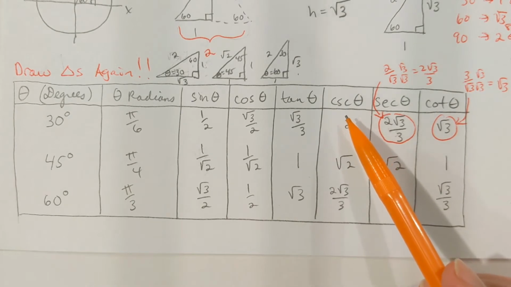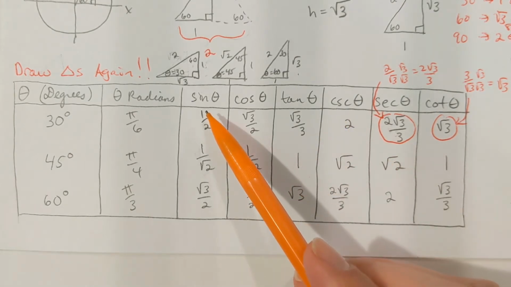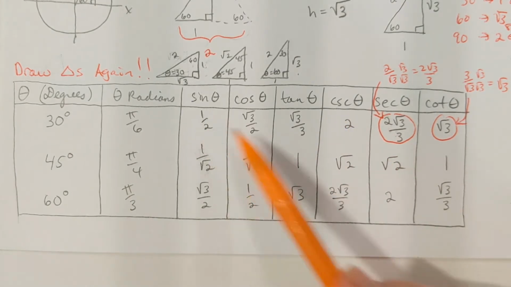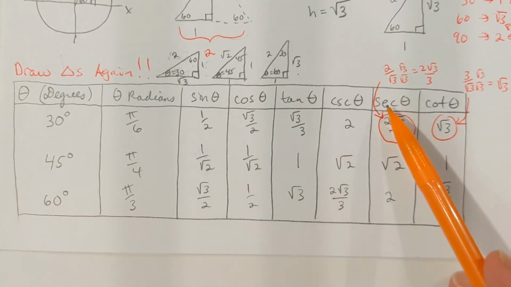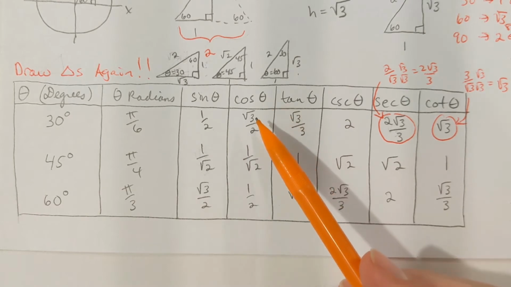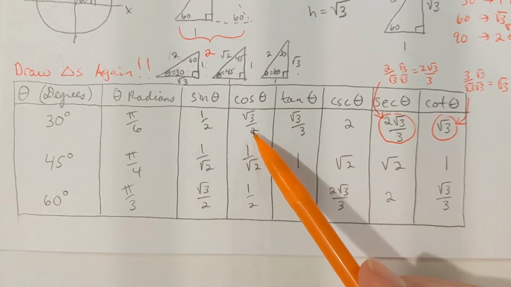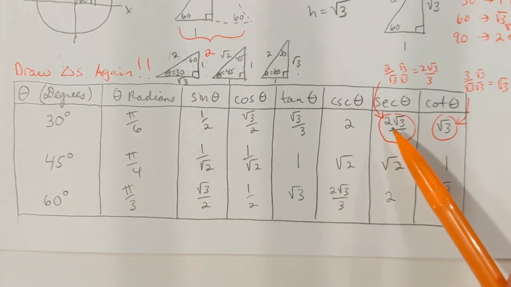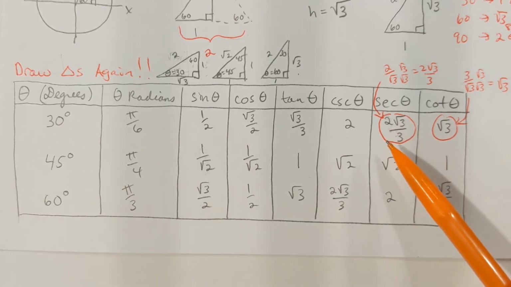Cosecant of pi over 6 would be the reciprocal of sine of pi over 6, so instead of 1 over 2, it's going to be 2 over 1. Secant of pi over 6 is the reciprocal of cosine of pi over 6, so that'd be 2 over root 3. Again, you wouldn't need to rationalize the denominator if you didn't want to.